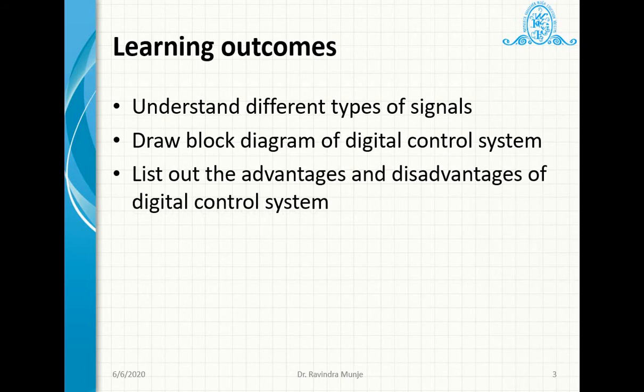In this lecture we will talk about different types of signals, and we will understand how to represent these signals. Also we will see the block diagram of the digital control system in more detail, and later we will explain this block diagram with the help of another example, which is speed control of a DC motor using a controlled rectifier. Later on we will talk about the advantages and disadvantages of the digital control system.